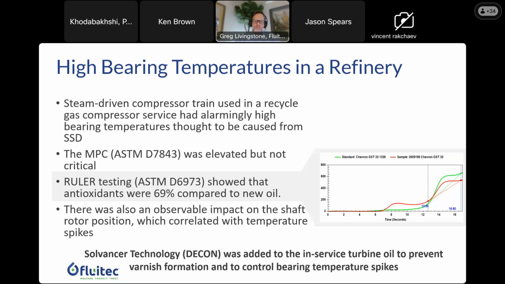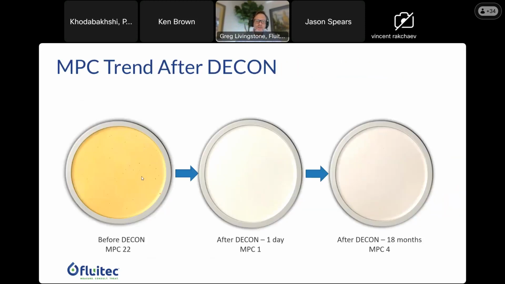This was also a scenario where we observed a rotor shaft position change, and this was correlated to these temperature spikes. So we added the solubility enhancer to the in-service turbine oil, and we did in fact see a nice drop in the MPC value. We would expect this to happen. We saw it in a very short period of time. The MPC value dropped, and a year and a half later, it was also maintained low.